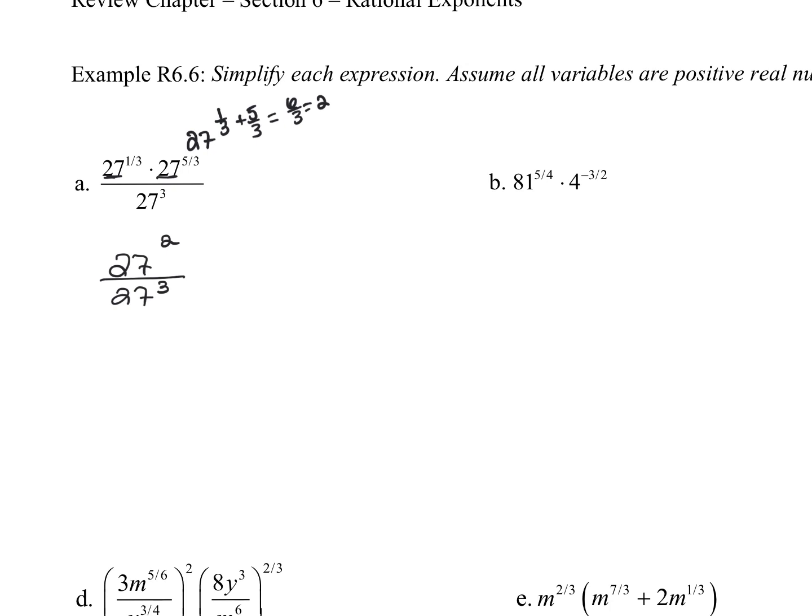Now we subtract these powers because they have the same bases. So 27 to the 2 minus 3 is 27 to the negative first power. And we don't like negative powers, so we drop it to the other side of the fraction. So this really is on the top of the fraction. So I just move that 27 to the bottom. If you want to write the little 1 power here, you can, but 27 to the first power is just 27.